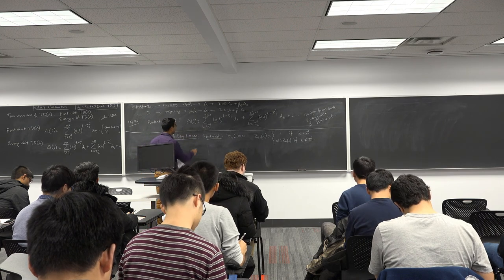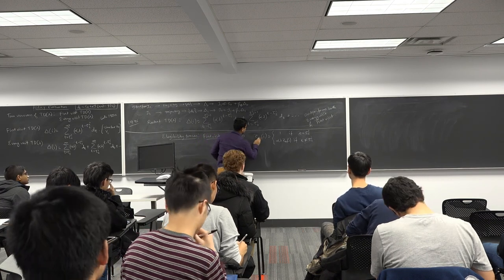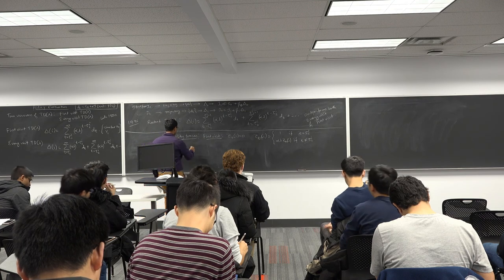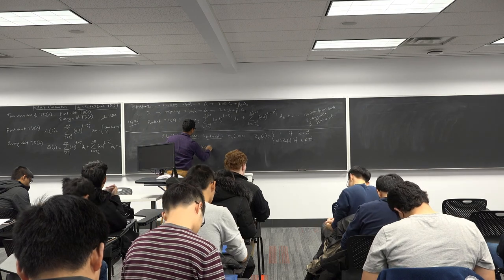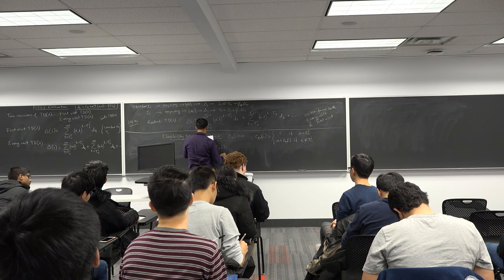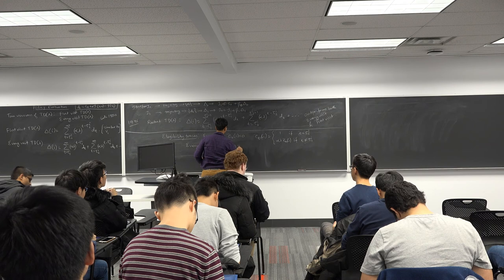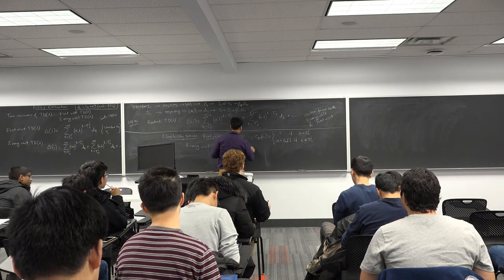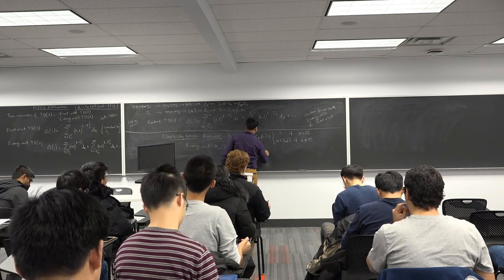These are known as eligibility traces. Then for every visit, ZTI is alpha lambda Z T minus 1 i plus the indicator that IT equals I.